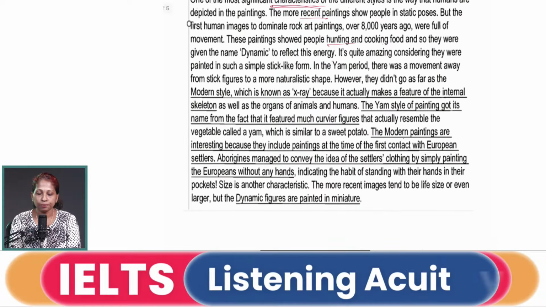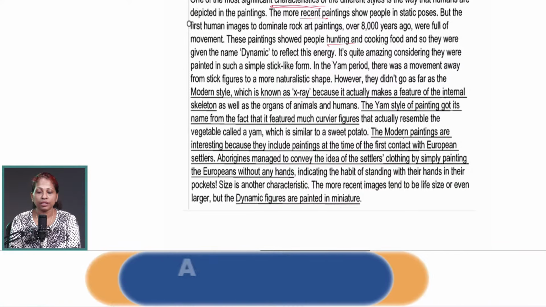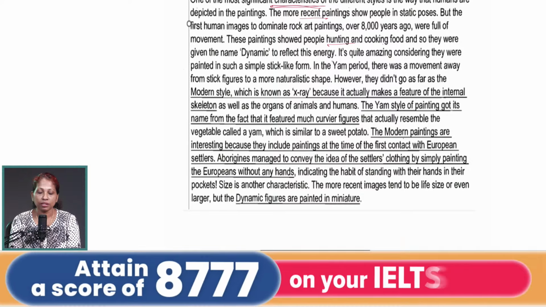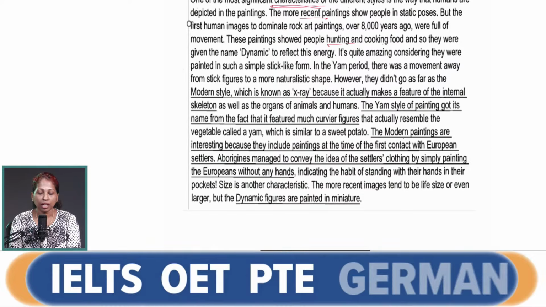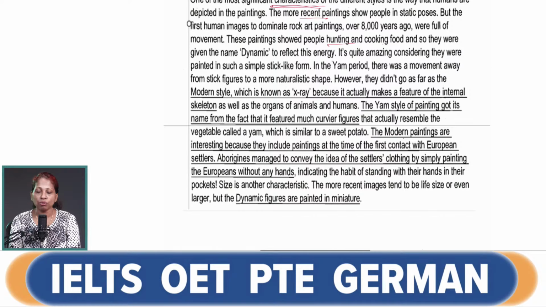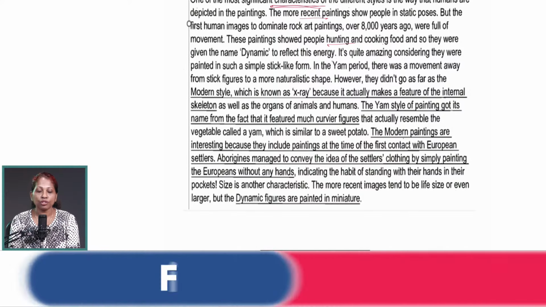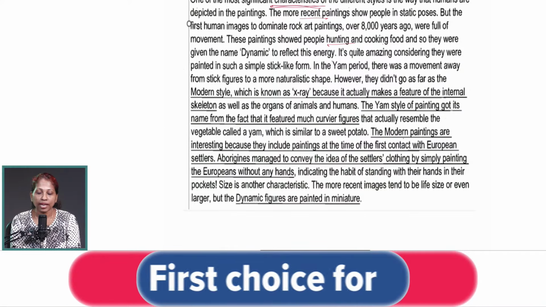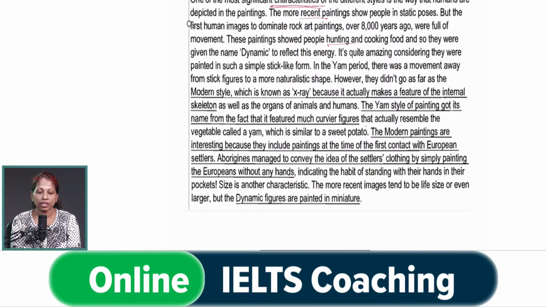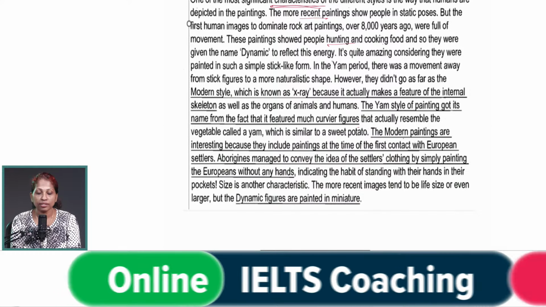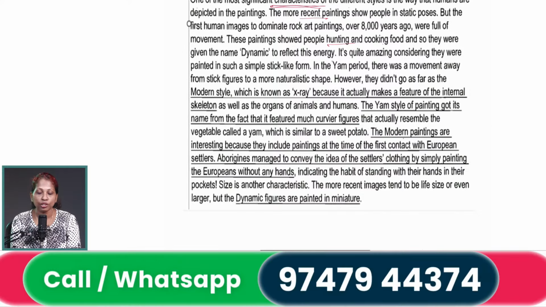Right. So in the Yam period, then they are telling about the Yam period. In the Yam period, there was a movement away from stick figures to a more naturalistic shape. However, they didn't go as far as the modern style. So next is the modern painting, which is known as X-ray because it actually makes a feature of the internal skeleton as well as the organs of animals and humans.